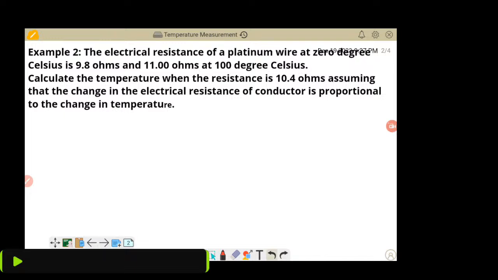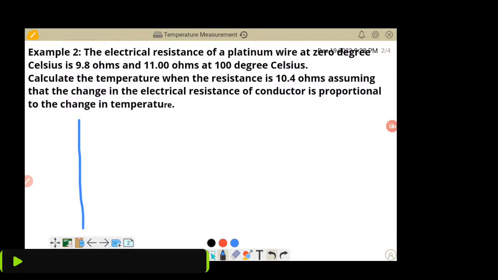And in order to do this, we may need to repeat what we did in the first example. That is, we are going to have a sketch of something that looks like a thermometer to show the upper fixed point and the lower fixed point, to interpret this question. Okay, now in order to do this, let me have a sketch of a thermometer here.